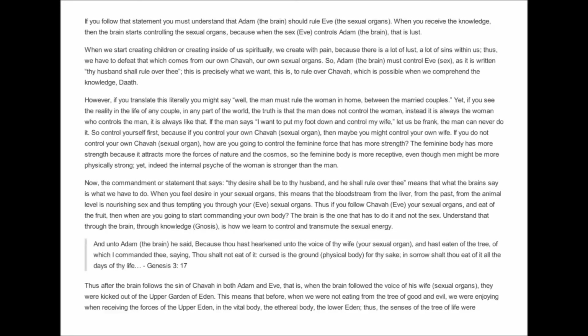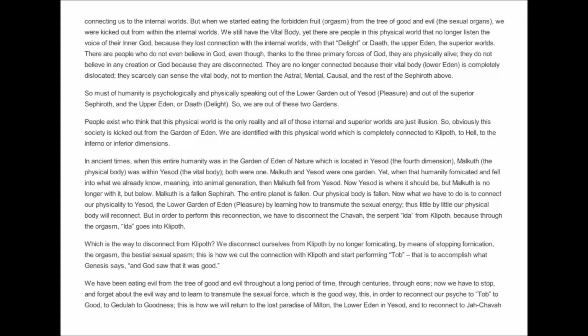But if you don't control your own wife, your own Chava, your own sexual organ here, how are you going to control the feminine force that has more strength? Because the feminine body has more strength because it attracts more the force of the cosmos. The feminine body is passive. Even though we physically are stronger, really the internal psyche of the woman is stronger than that of the male.